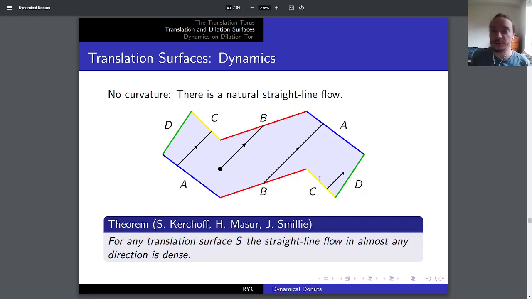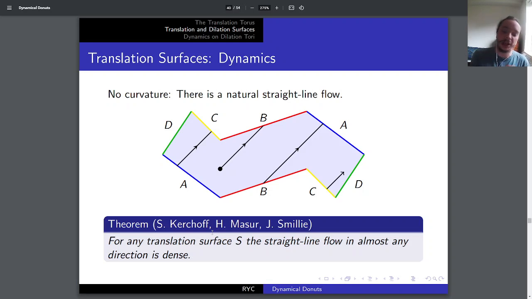And we can ask the same questions we did for a torus. Do you ever come back to where you started? Do you maybe shade in the entire surface and have a dense flow? Maybe you do something else, like you only fill in part of the surface. And the celebrated theorem of Kerckhoff, Masur, and Smillie, which was only proved in 1986, so this is actually a very modern theorem, says that for any translation surface at all, no matter what it looks like, if you take the straight line flow starting at any point at all, in almost any direction, then the flow is going to be dense. So this is kind of crazy.